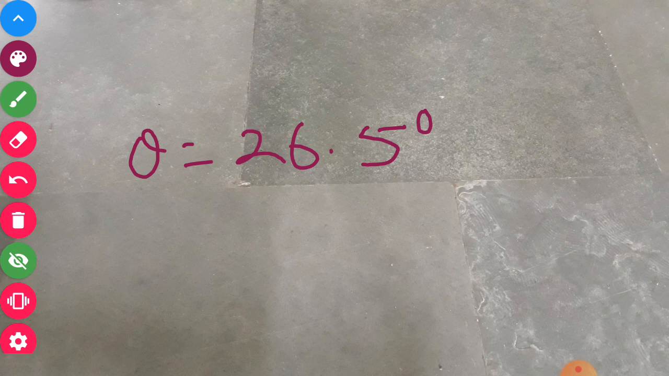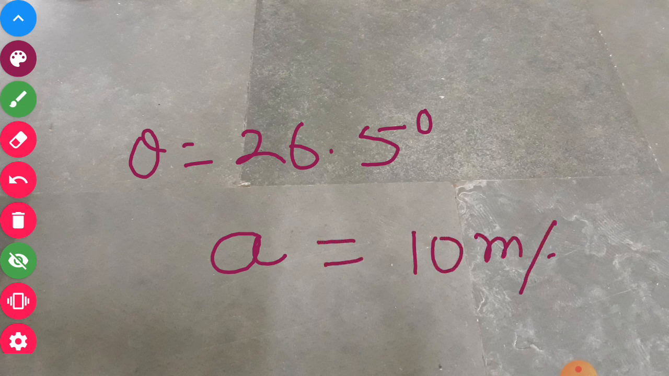When the stone is released from the car, its motion is only under gravity, so acceleration along the horizontal direction is 0, while acceleration in the vertical direction will be 10 meter per second square. So the net acceleration is in the vertical direction, and that will be 10 meter per second square, which we write as Ay.